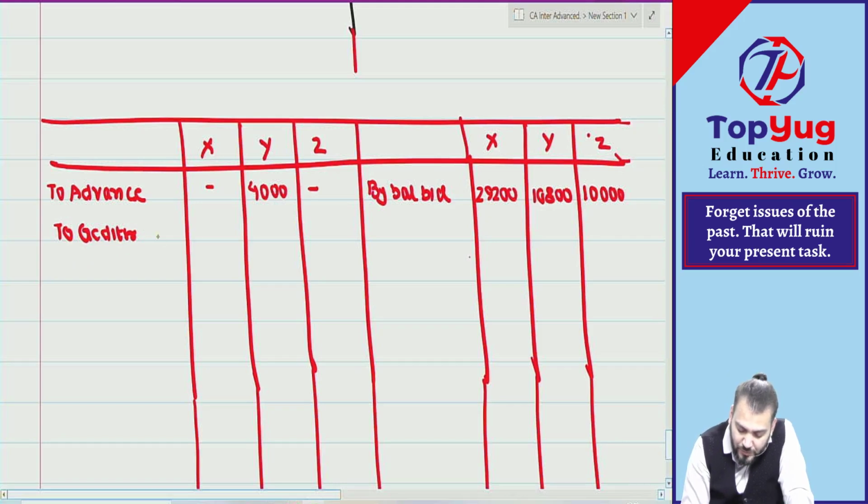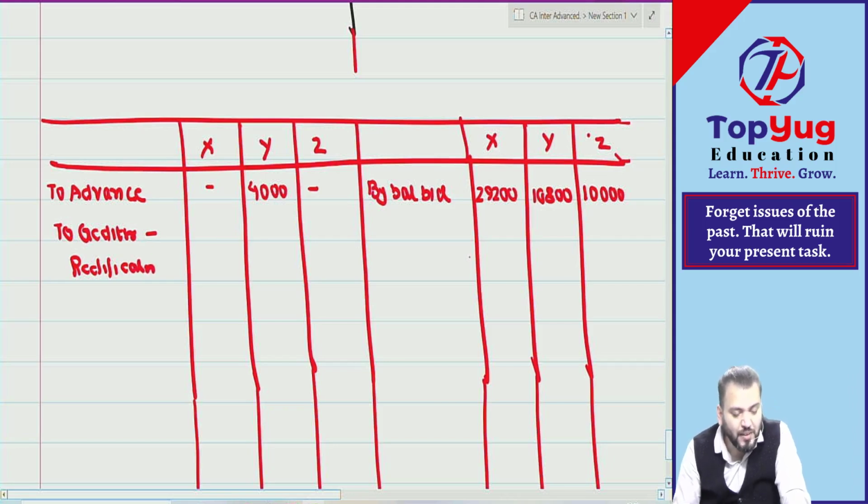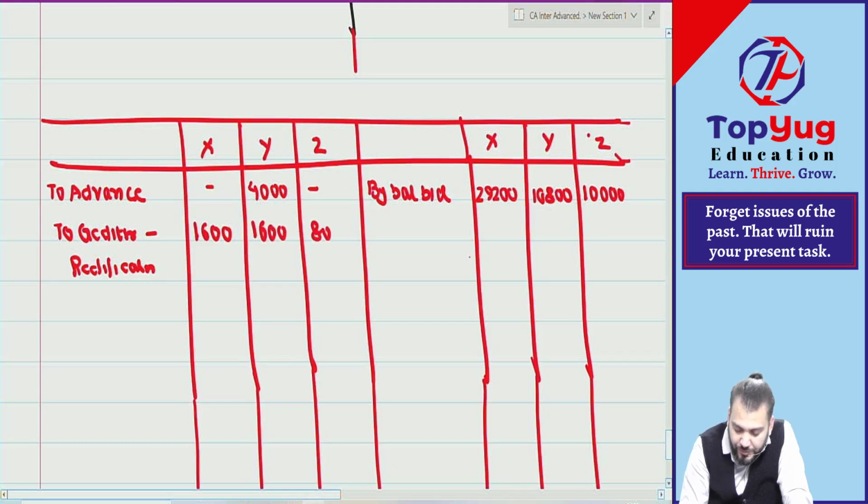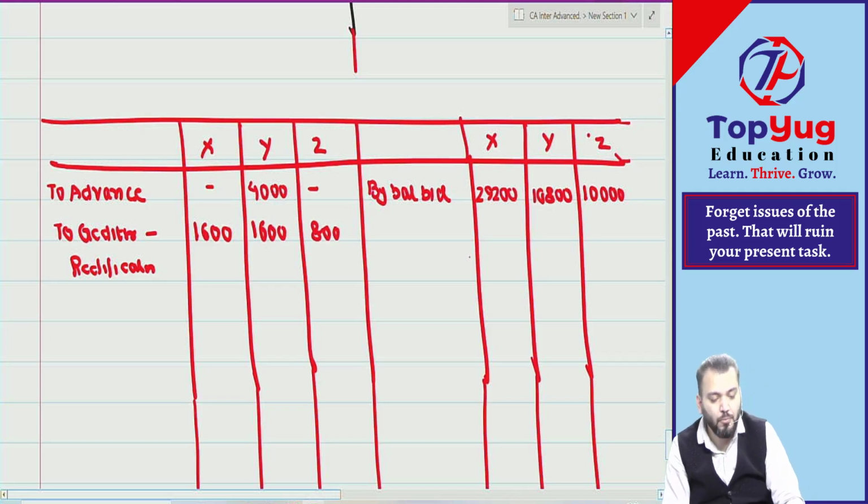So this is the write-down rectification. Can you allocate the 4,000 into X, Y and Z in which ratio? 2 to 2 to 1. How much? 1,600, 1,600, 800. Got it. All pointers.